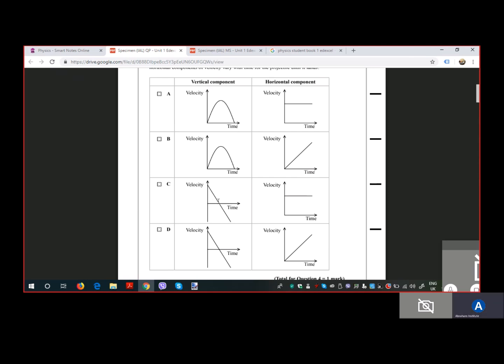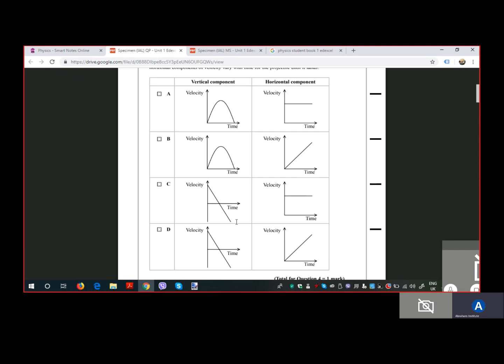See, the velocity is positive from here to here. It's above the x-axis. The y values are positive from here to here. But after that, what happens? The y values become negative. So the velocity from 0 to this time here is positive, and after that the velocity becomes negative. The acceleration is negative because they have taken up as positive. Acceleration is down.